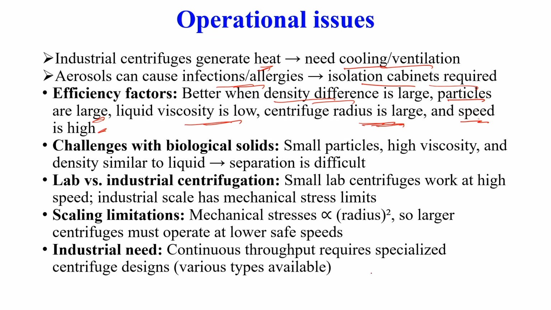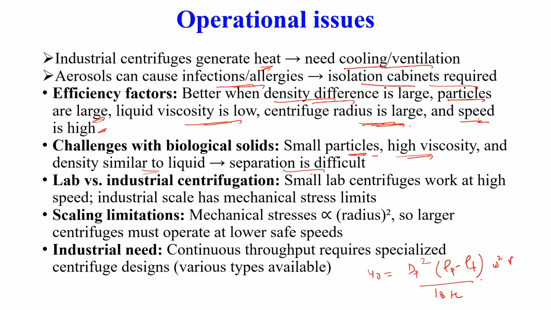So, it says u naught is dP square, particle size is large, density difference is large, rho p minus rho f, liquid viscosity is low, 18 mu, centrifugal radius is omega square into r, speed is high and centrifuge radius is large. Challenges with biological solids: some solids have small particles, high viscosity and density similar to the liquid, so separation becomes difficult.